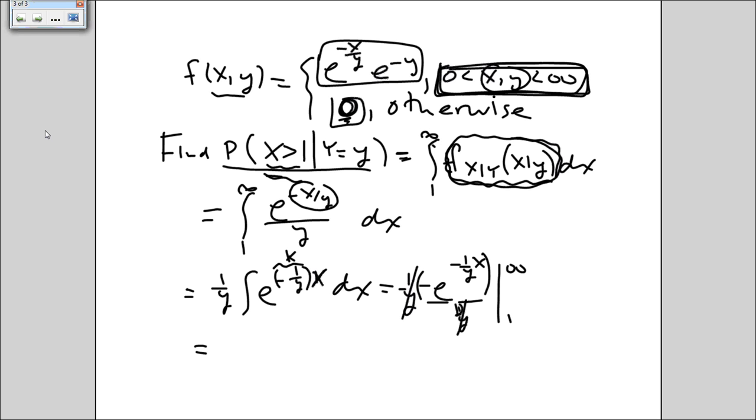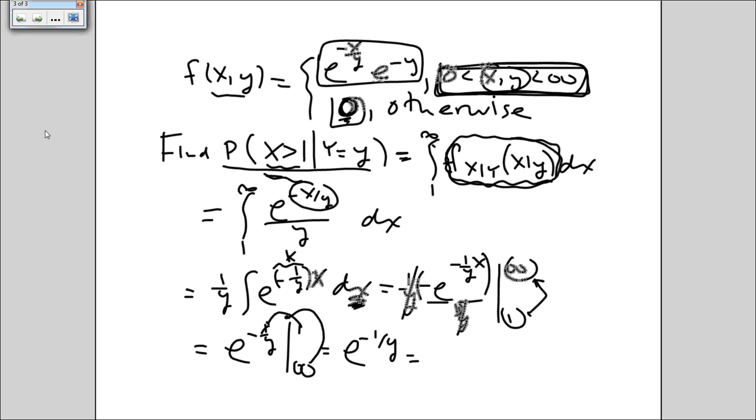Now, I personally hate negatives when I have to plug in limits. So I ignore the negative, but then I have to switch the order of the limits. I go from infinity to 1. And remember, those limits are x values. When you plug in the x value, you get e to the negative 1 over y. And when you plug in infinity for x, well, we just did that. It's 0. And when you take away 0 from what I just boxed, you get what I just boxed.